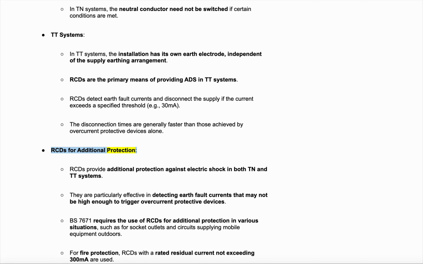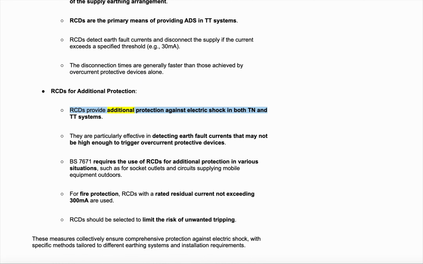RCDs for additional protection. RCDs provide additional protection against electric shock in both TN and TT systems. They are particularly effective in detecting earth fault currents that may not be high enough to trigger overcurrent protective devices. BS 7671 requires the use of RCDs for additional protection in various situations, such as for socket outlets and circuits supplying mobile equipment outdoors. For fire protection, RCDs with a rated residual current not exceeding 300 milliamperes are used.